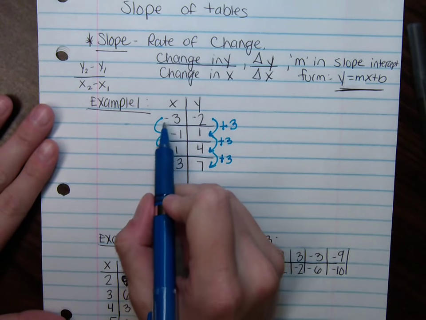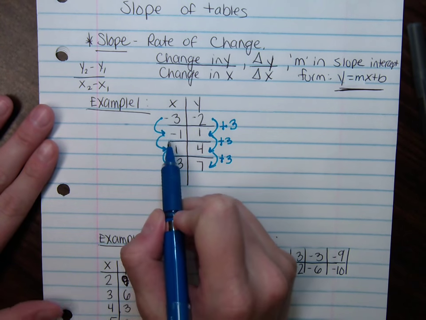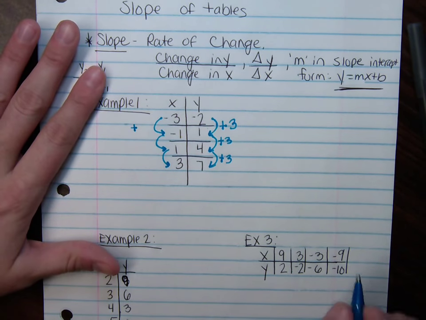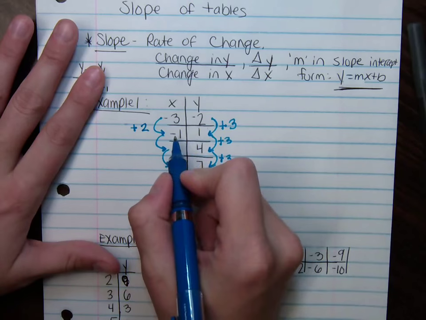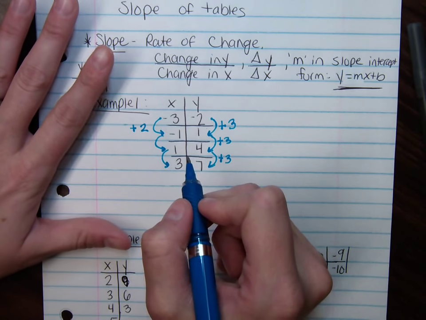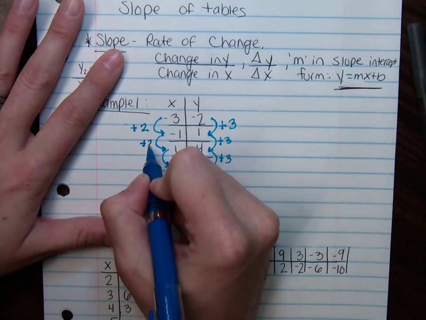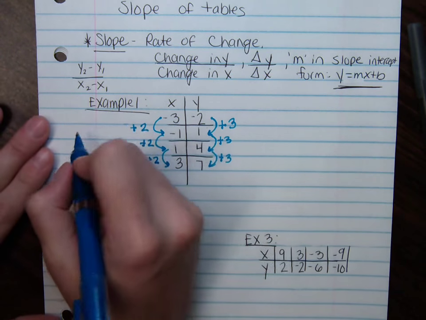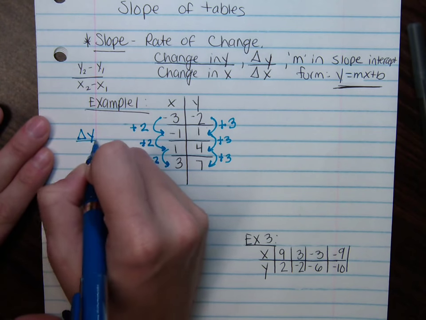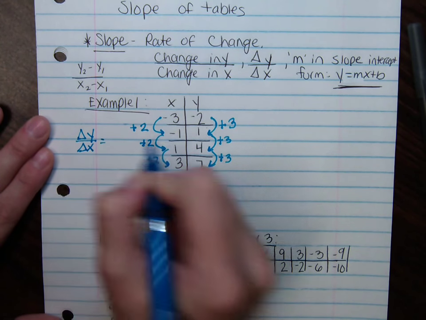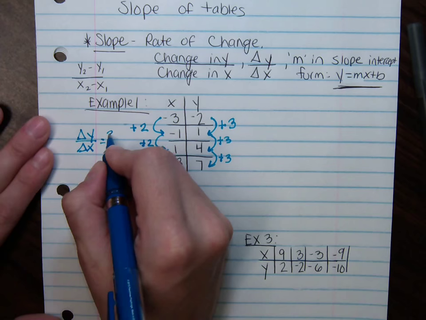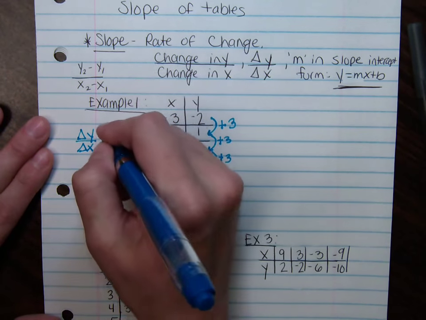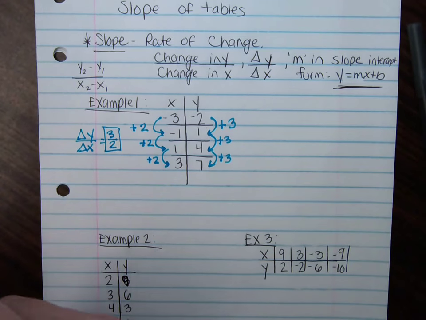On the other side, we have -3 to -1. Again, our numbers are still getting larger, so we'll be adding: -3, -2, -1. That's adding 2. -1 to 1 is -1, 0, and 1. That's still adding 2. And 1 to 3 is adding 2. And remember that it's the change in y over the change in x, which in this case is 3 over 2, because our y's are on the right and our x's are on the left.